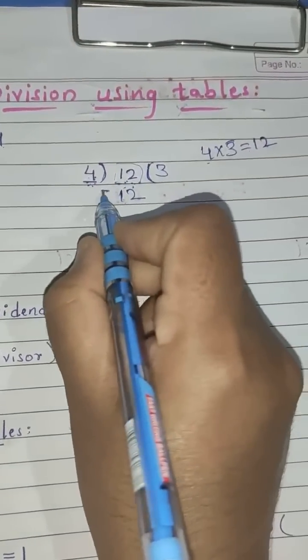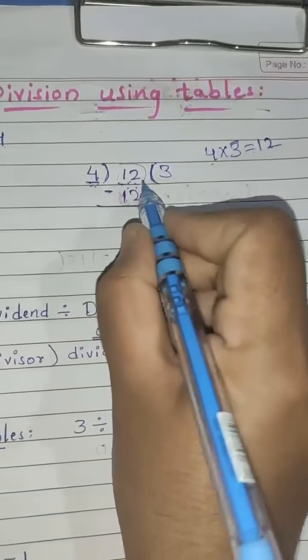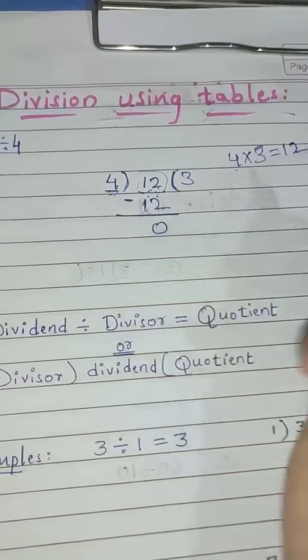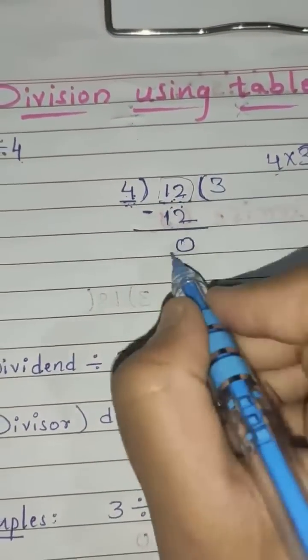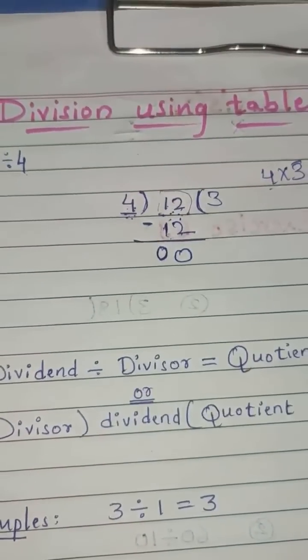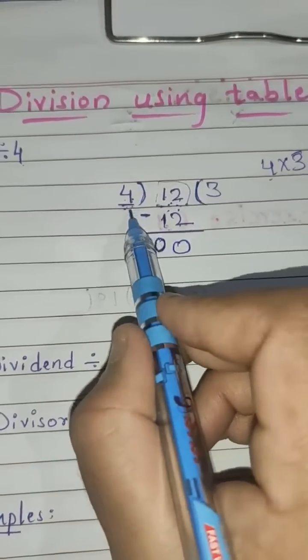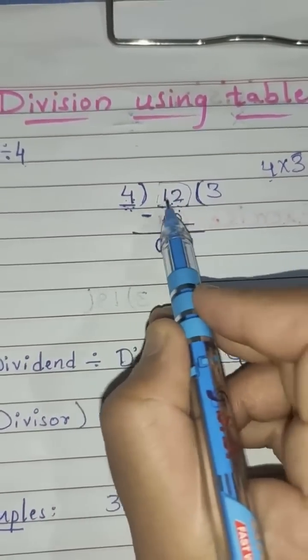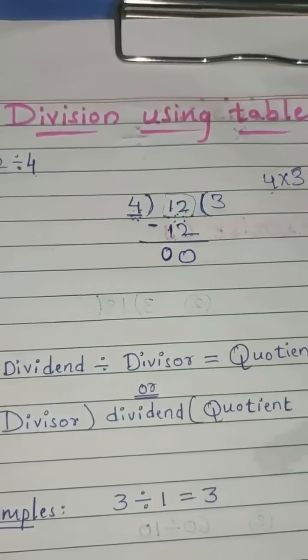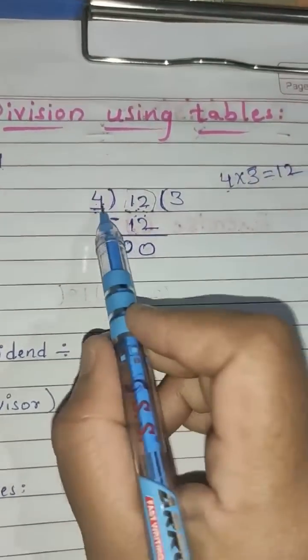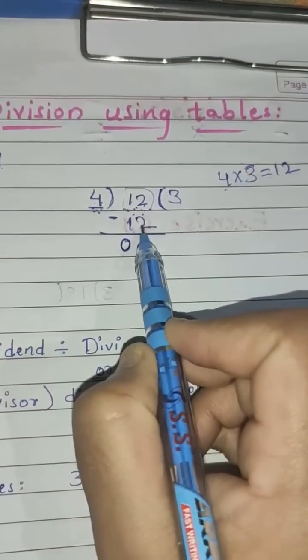So we have to subtract it here like this. So 2 minus 2 is 0. 1 minus 1 is 0. Understood, children? How we have to divide it? So you have to count the table till you get that particular number in that table. So that will be your answer. So 4 threes are 12. Okay.